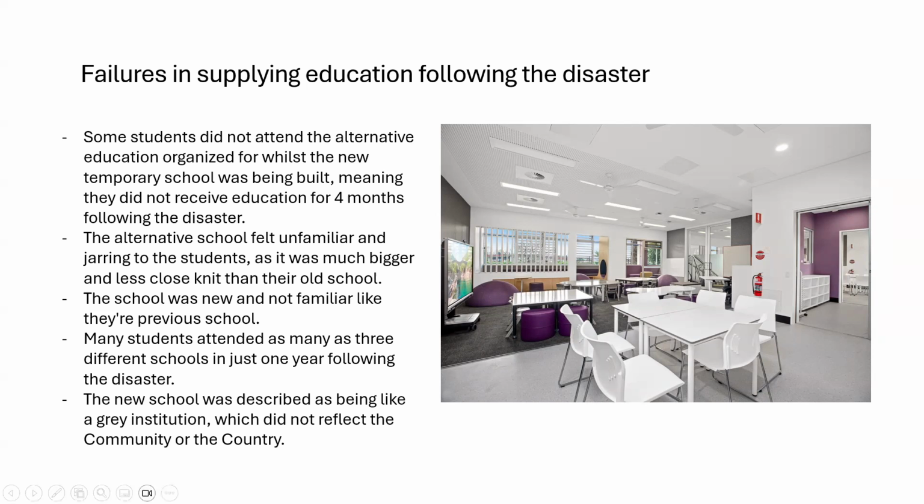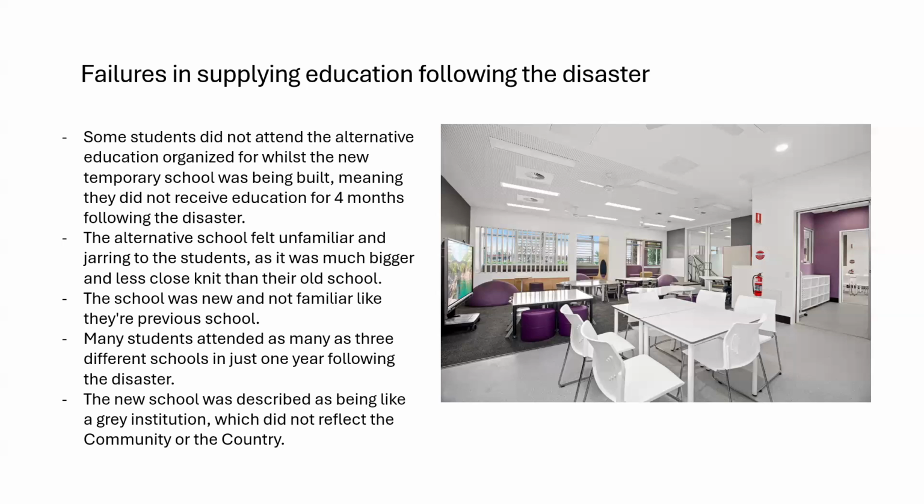The alternative school was described by the students as feeling unfamiliar and jarring, as it was much bigger and less close-knit than their old school, and this would not have assisted the students in returning to normality following the disaster. Also, as a result of the disaster and its response, many students attended 3 different schools in the span of 1 year, which would have added to the instability following the disaster and resulted in a prolonged return to normality.